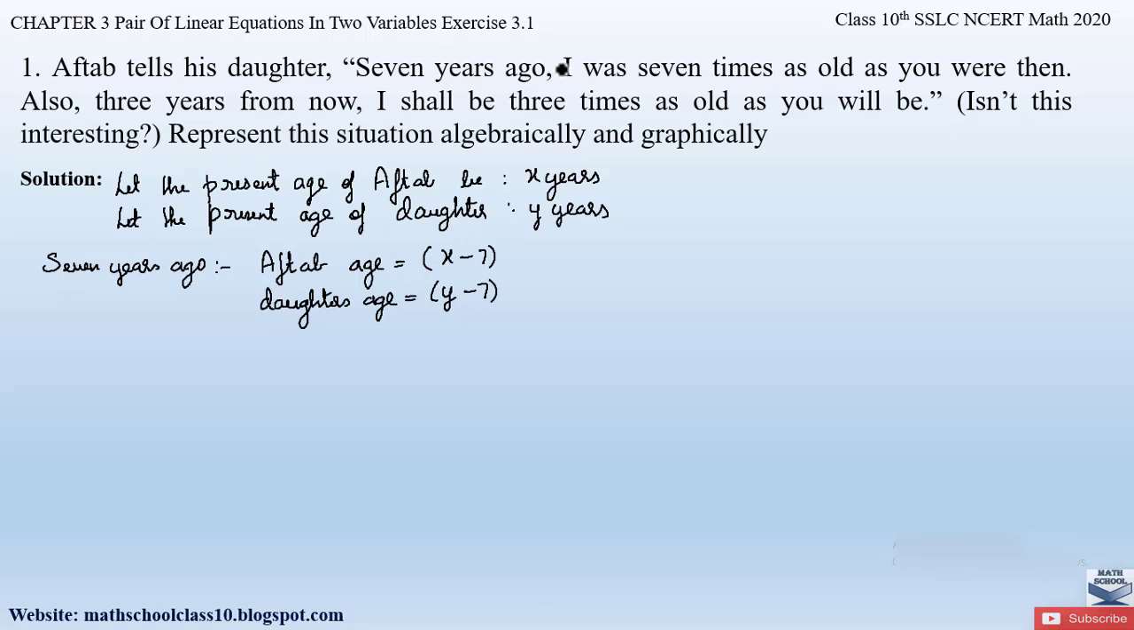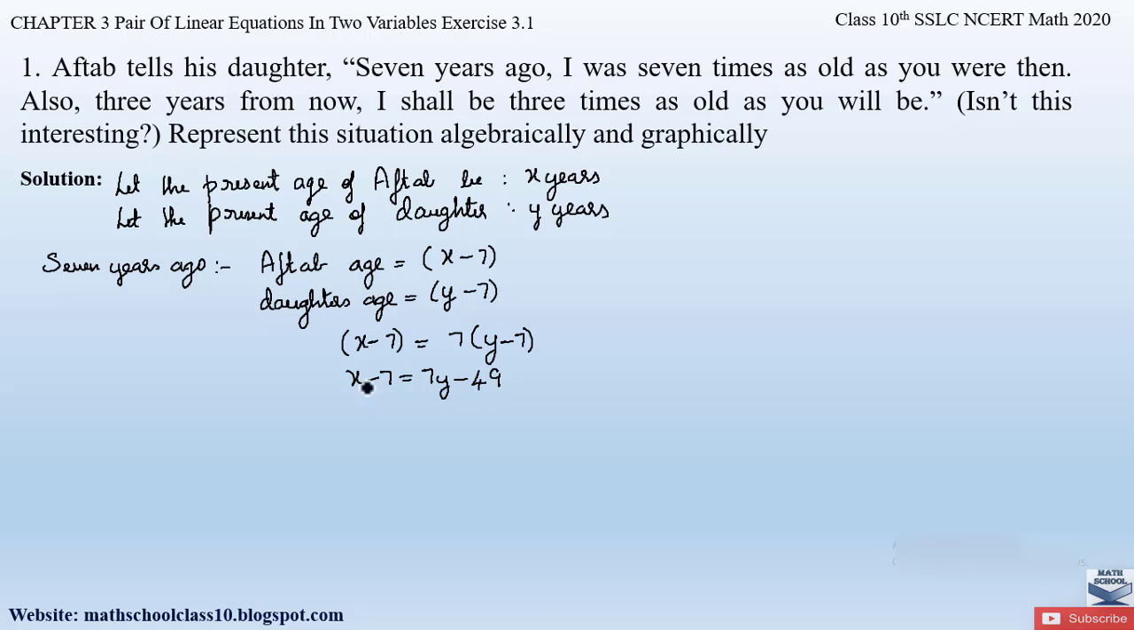So 7 years ago, the father is saying, I was 7 times as old as you were. So father's age was equal to 7 times his daughter's age. So we have to form an equation here which says 7 years ago father's age was equal to 7 times as old as you were. You means here daughter. So 7 times the daughter's age. Now let us open the brackets and form a linear equation. So here we get x minus 7 equal to 7y minus 7 into 7 is 49.